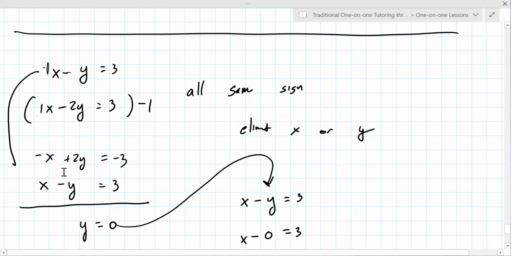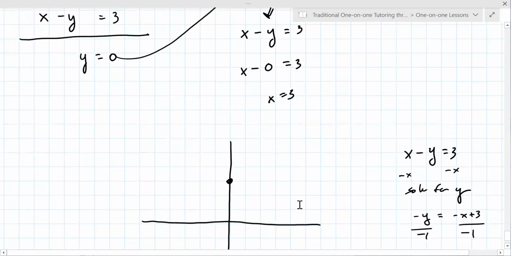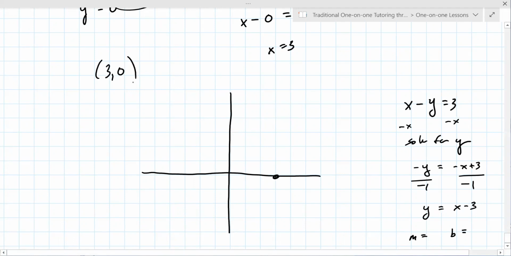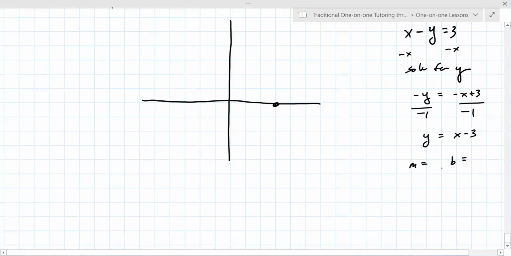Y is 0. X is 3. Oh, I'm sorry. They intersect, it is right. They don't intersect there, they intersect at 3, 0. Oh, okay, right. So this is okay. So your slope is 1 and your b is -3. So there's b of -3 and then slope of 1, up 1 over 1, up 1 over 1. And then you graph it.